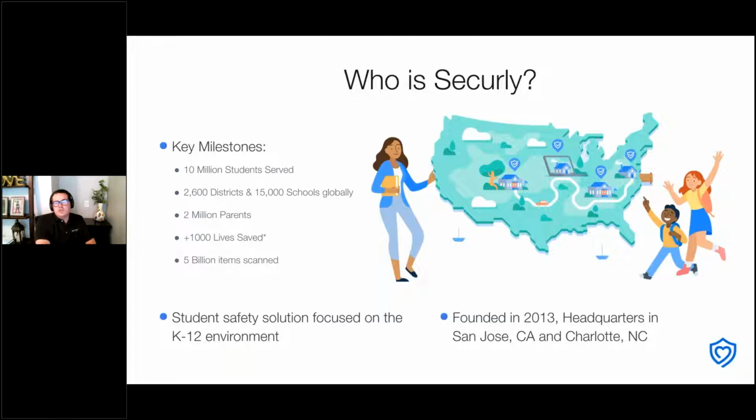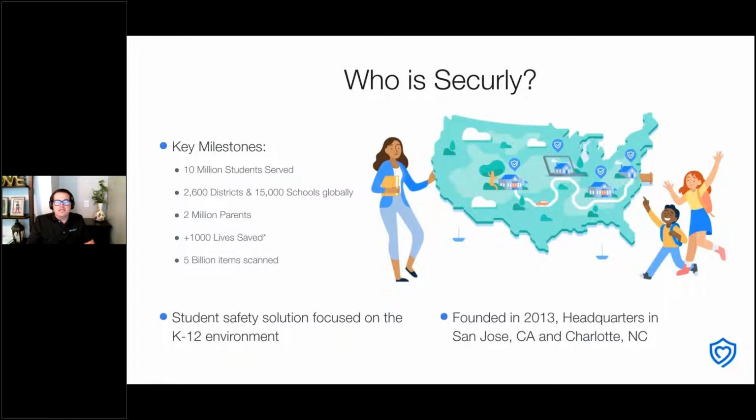So who is Securely? Securely's been around since 2013. We were founded in San Jose, California. And more importantly, to put in perspective, we serve 10 million students in the United States. And that equates to about 2,600 districts and 15,000 schools. We serve very large districts. We work with Broward County, Florida, with over 300,000 students. We also work with small private schools or charter schools or even small public schools that have 100 students.